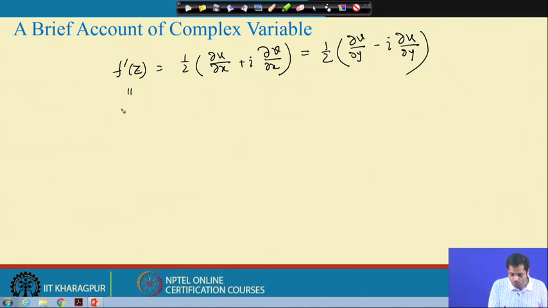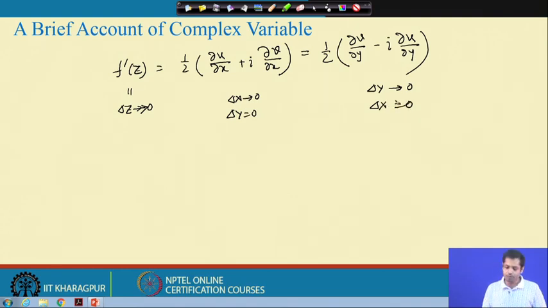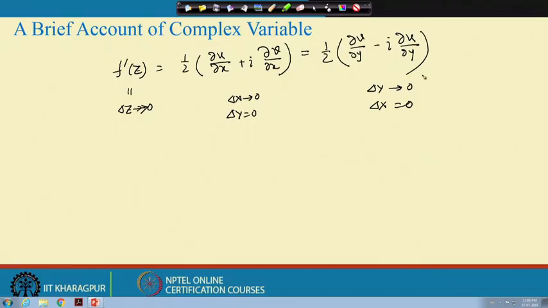So, the first was when delta z tends to 0 with delta y equal to 0, and the second was when delta y tends to 0 with delta x equal to 0. Okay. And that is the condition. If the derivative exists, then however delta z approaches 0, whether along the x line or along the y line, the limits should exist and they should be the same, and therefore these all are the same.